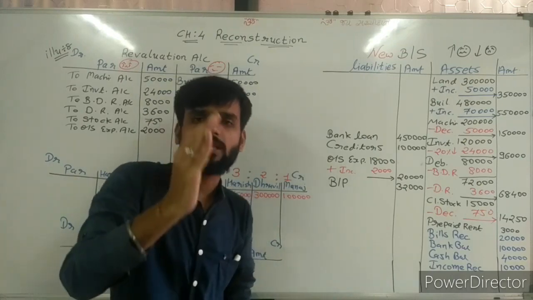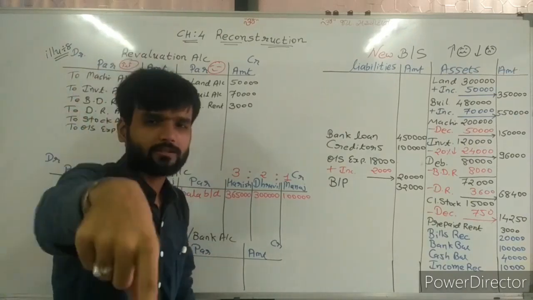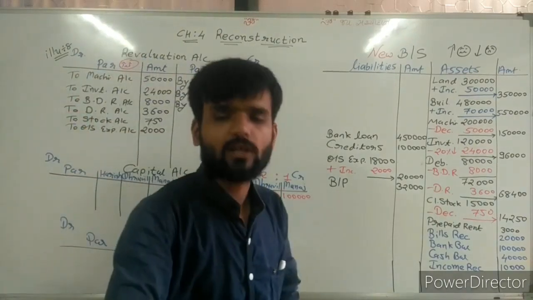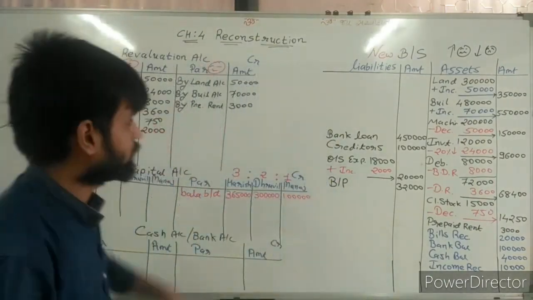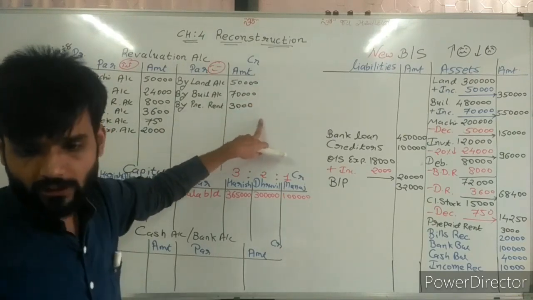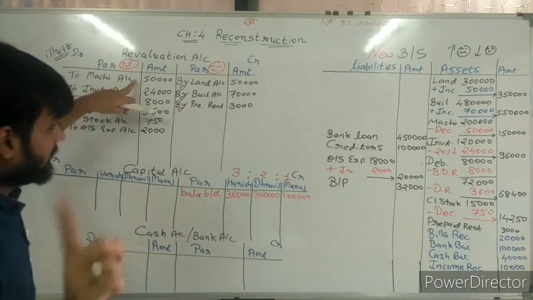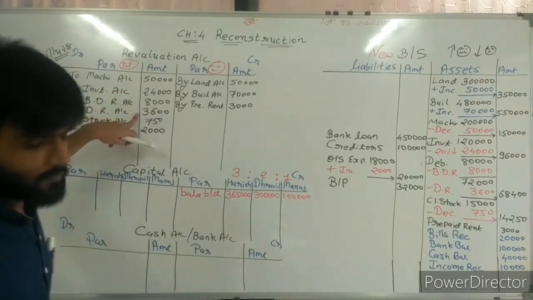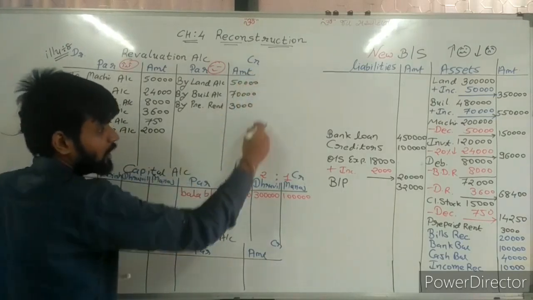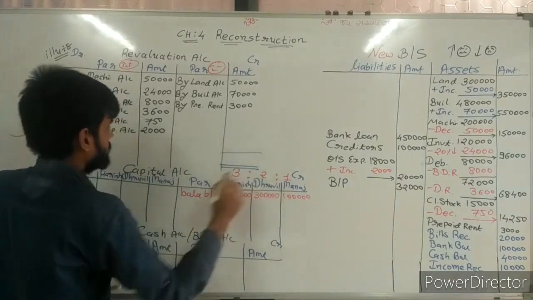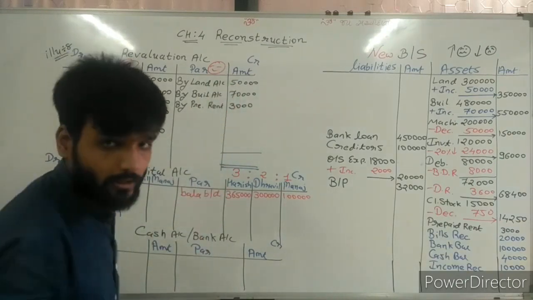Now, important thing: close all the accounts. How are we closing it? Try to understand. First of all, we are closing the revaluation account. In the revaluation account, three items 50,000, 70,000 and 3,000 are given on the credit side, and on the debit side 50,000, 24,000, 8,000, 3,600, 750 and 2,000 are written. Now make the total of the credit side. So the total of the credit side is 1,23,000.